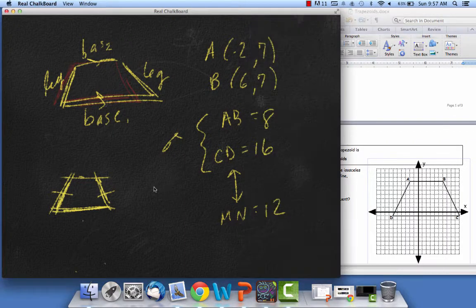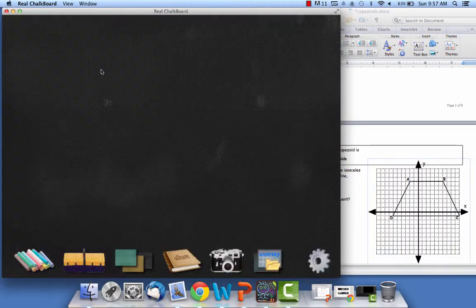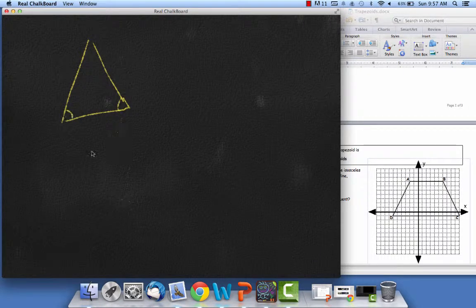So if we were on still an isosceles triangle, let me erase some of this stuff. If we have an isosceles triangle, we know these are the same. And I told you that to get an isosceles trapezoid was like chopping off an isosceles triangle. But this line has to be parallel to this one or it wouldn't be a trapezoid. So that means that this angle and this angle are the same, and this one and this one are the same.